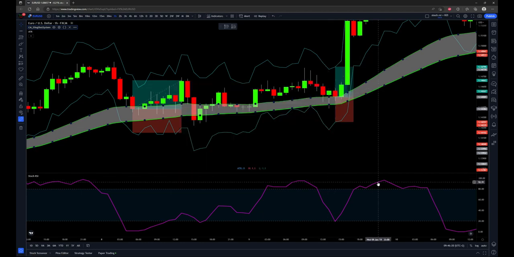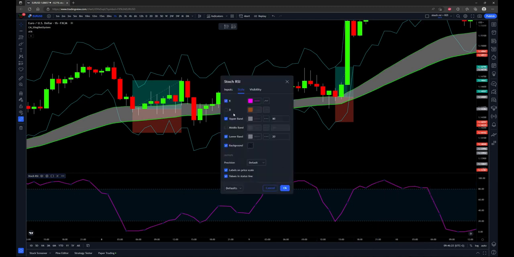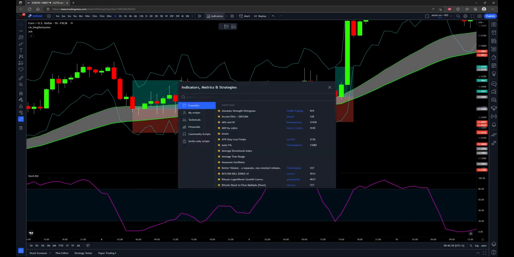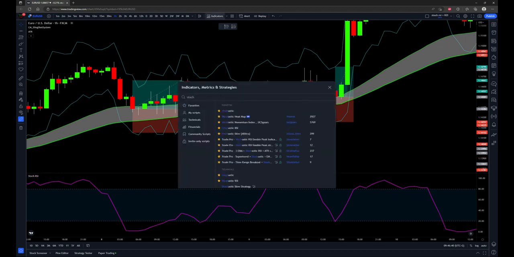And then finally, the stochastic RSI, where I've gotten rid of the stochastic D line and the middle band because I'm only going to be using the stochastic K line, the upper band, and the lower band. The default settings are as follows: 3, 3, 14, 14, and close, which is a TradingView default. If you don't know already, the stochastic RSI is right here in the TradingView public library.